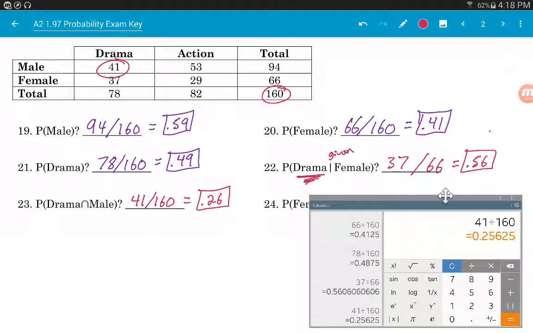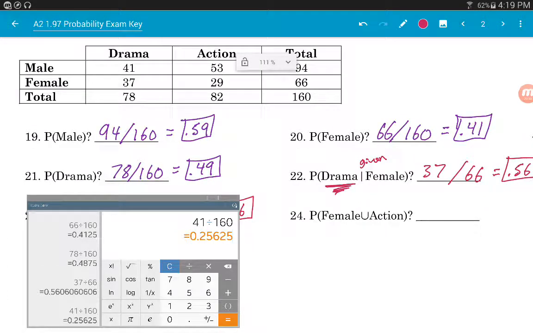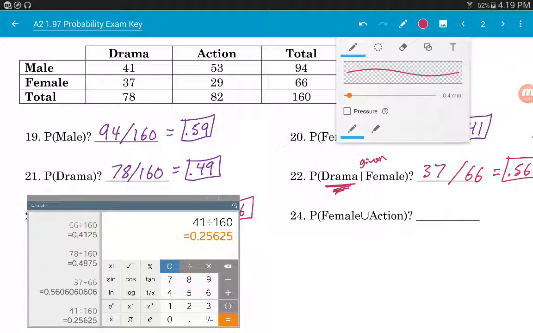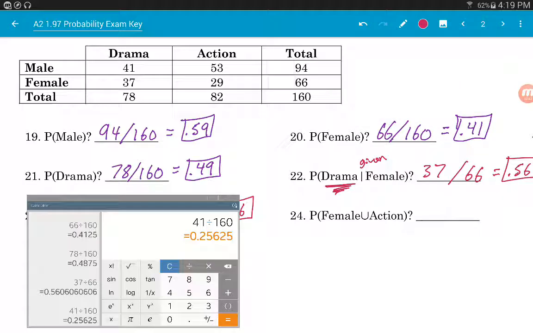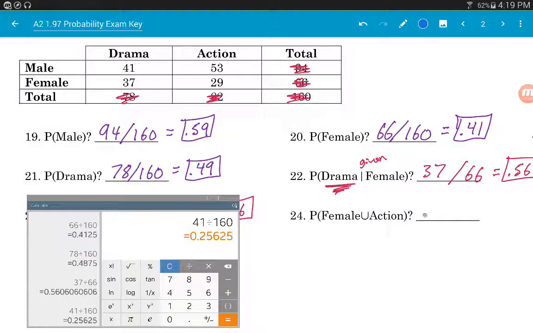And last but not least, question 24, female or action. What we're doing for female or action, because these are overlapping categories, is including people. We have 4 different groups. We have the males who prefer drama. We have the females who prefer drama. We have the males who prefer action, and the females who prefer action. For this, I'm not really looking at the totals because those are just adding up these numbers anyway, so I'm going to leave these alone. Let's ignore these.